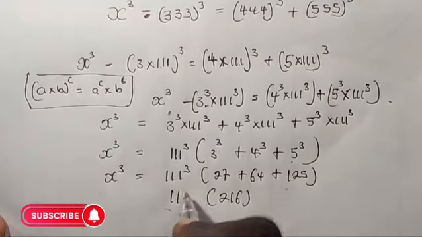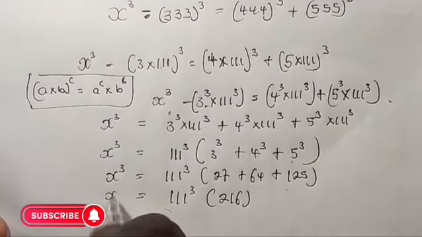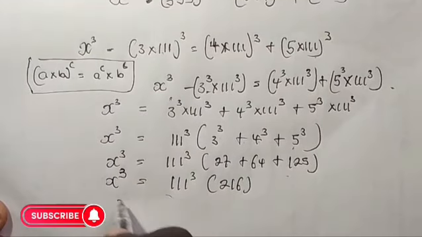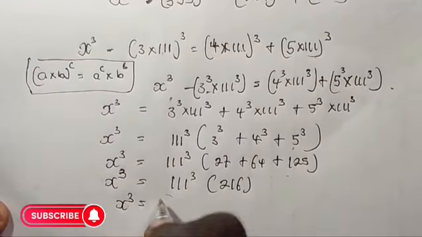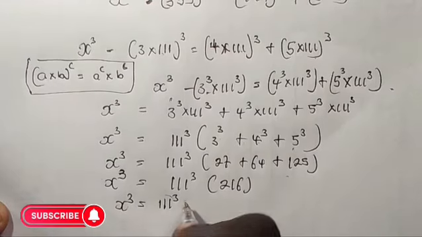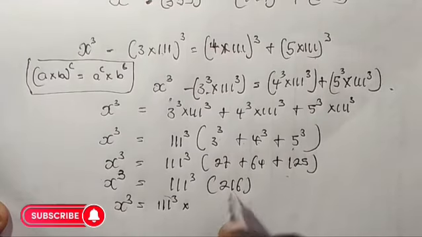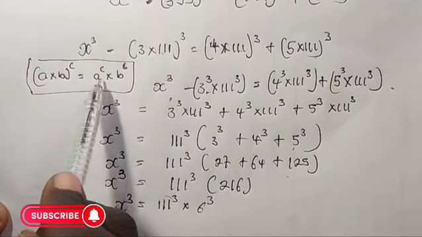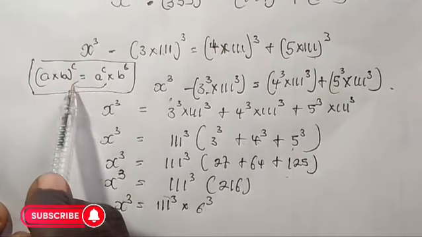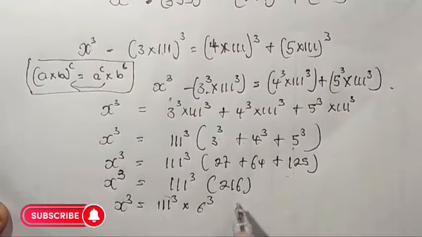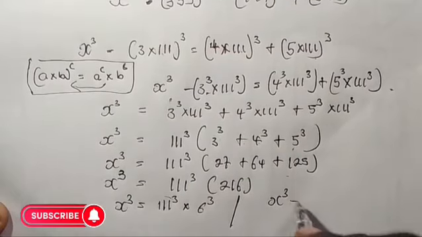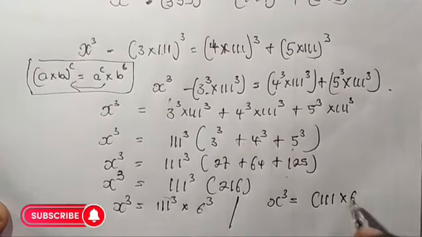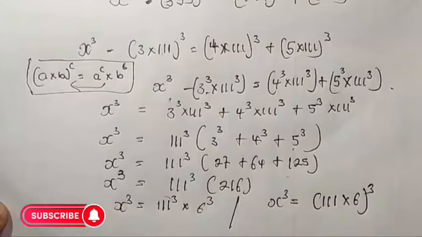Here we have 111 raised to the power of 3. Everything equals s raised to the power of 3, right? So we have s raised to the power of 3 is equal to 111 raised to the power of 3 multiplied by, we can write this as 6 raised to the power of 3. Now, moving back to this indices property, we are doing the reverse case now, right? So we have s raised to the power of 3 to be equal to 111 multiplied by 6 all raised to the power of 3, right?